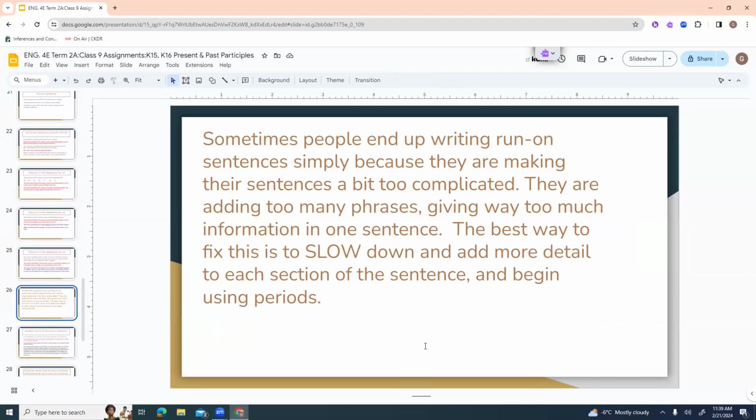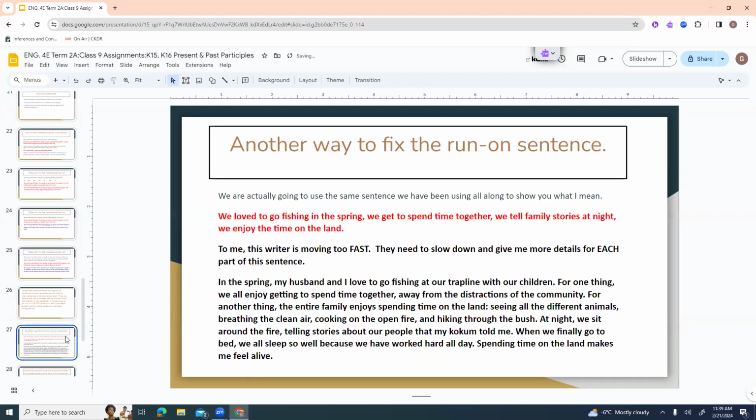Now, sometimes people end up writing run-on sentences simply because they're making their sentences a bit too complicated. They're adding too many phrases, they're giving way too much information in one sentence. The best way to solve this is to slow down your writing. And you do that by adding more detail to each section of the sentence and then begin using periods. So here's an example. And again, I'm going to use the same base sentence to be our starting point.